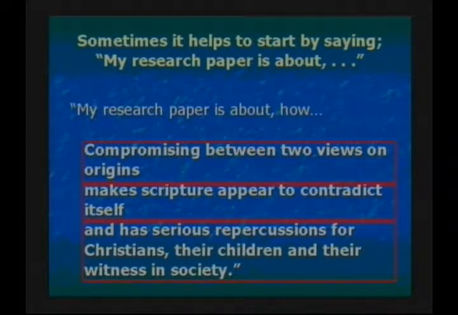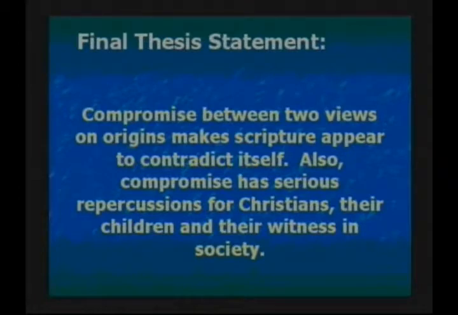But you can see that these 3 statements are expressing the writer's point of view, where they're taking their conclusion, where they're taking their paper to, but it also clearly touches on the specifics of what the paper is going to cover. So the final thesis statement would look like this. Compromise between two views on origins makes Scripture appear to contradict itself. Also, compromise has serious repercussions for Christians, their children, and their witness in society. 2 sentences, and this is an A+ thesis statement for a student doing their first research paper. Okay? Any questions on thesis statement?